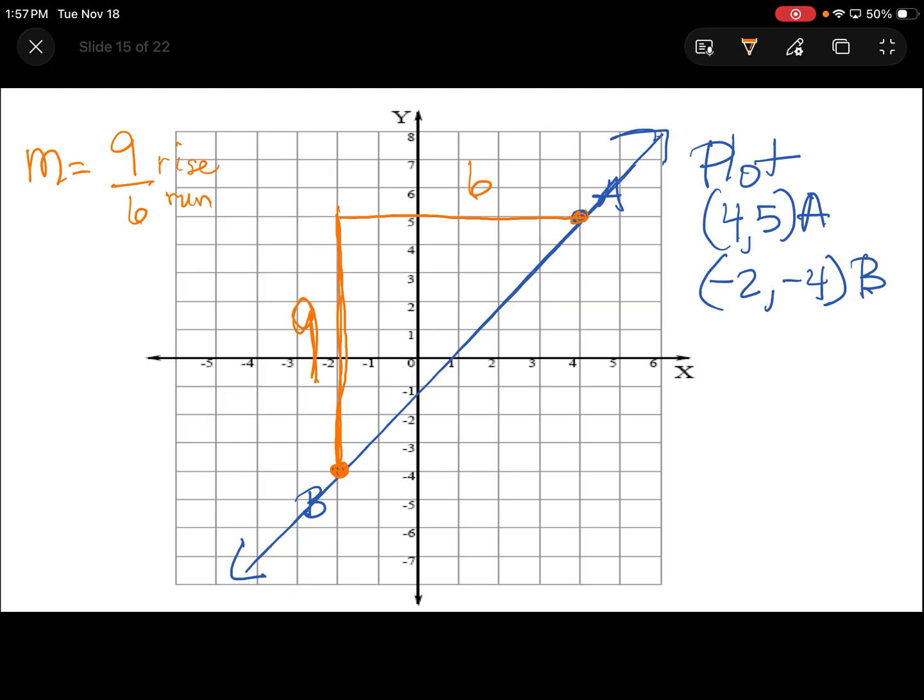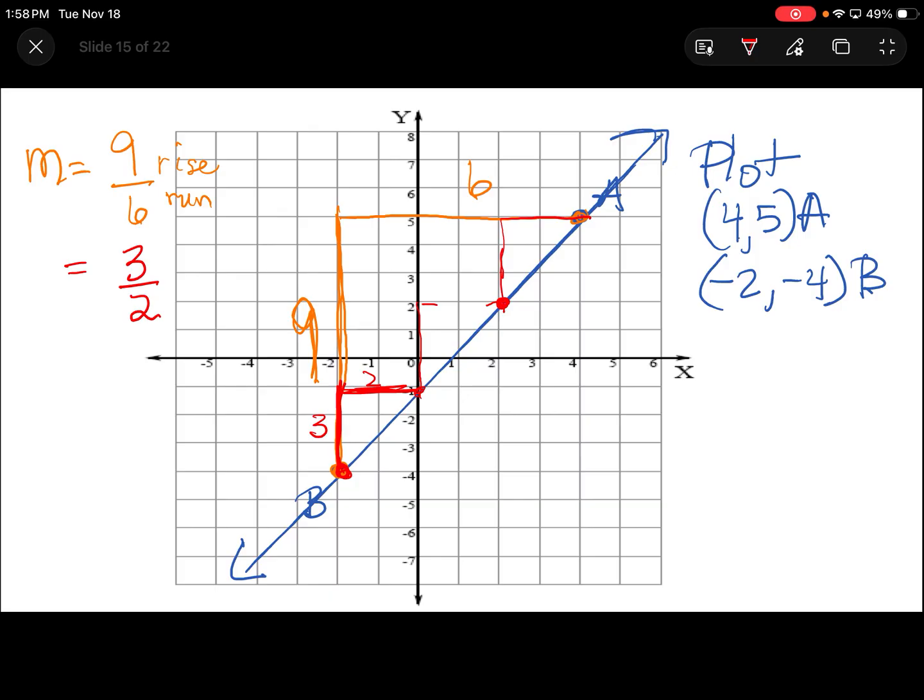Do you think I can leave my answer 9, 6? No. What would I need to do for my answer here? Simplify, which would reduce to 3 over 2, which means, let's go back to point B. Put your pencil on B, and let's go up 3 boxes and over 2 boxes. Did I hit the line? And from there, I could go up 3 and over 2 more. And up 3 and over 2 more.